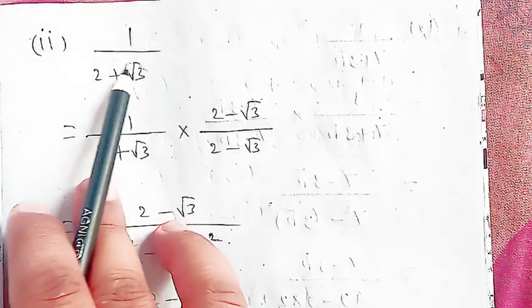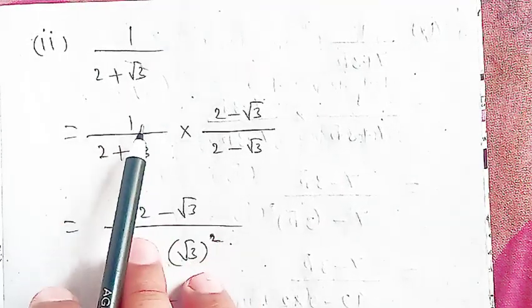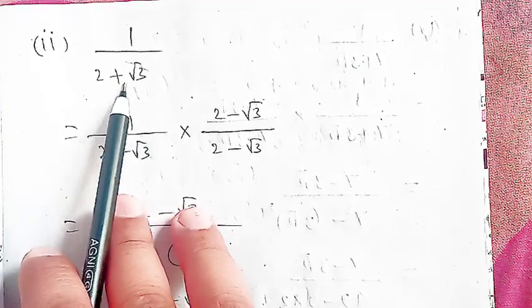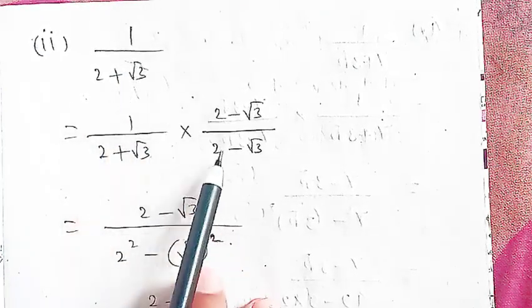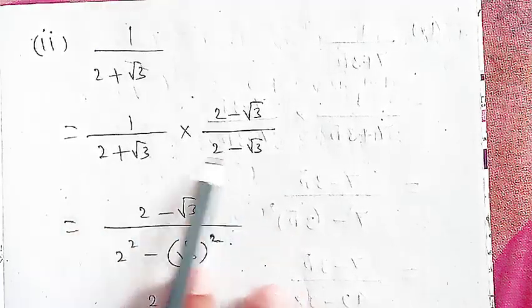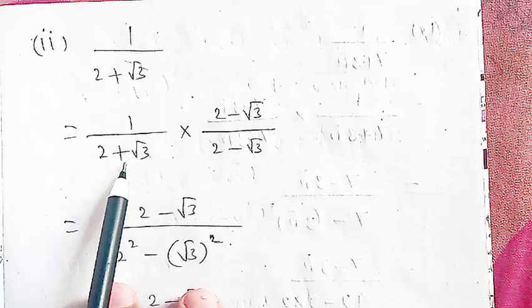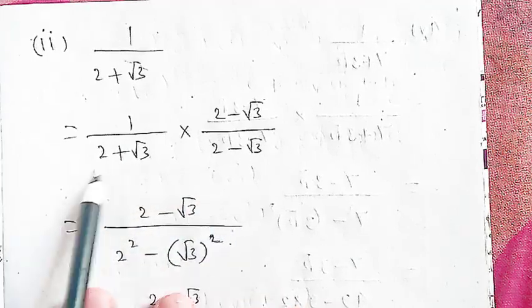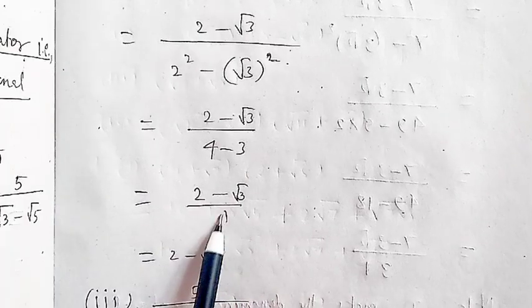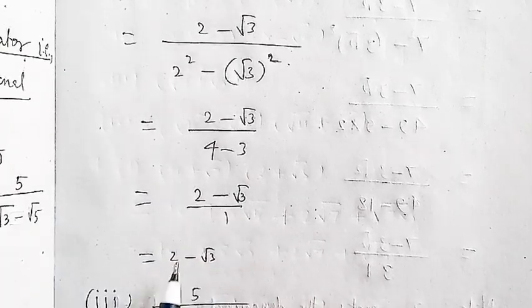Here the denominator is an irrational number. Now multiply numerator and denominator both with the same number after changing this sign. This becomes minus, so we multiply by 2 minus root 3. Why so? Because if we multiply the two, 2 square minus root 3 square occurs, and 4 minus 3 gives denominator 1, which is rational. Here denominator 1 is hidden.